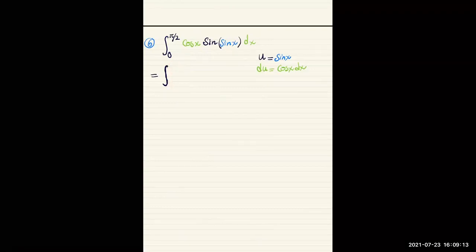All right, so here I'm going to get sine of, that sine of x inside is just u. And this cosine x dx is just du.